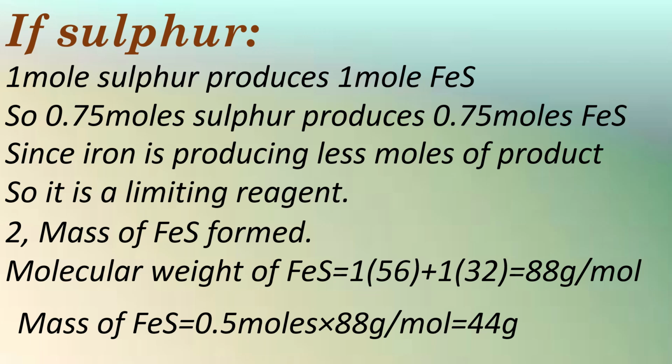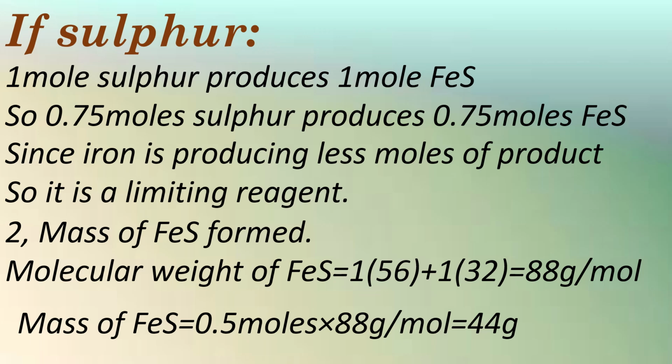Because iron is producing 0.5 moles FeS and sulfur is producing 0.75 moles FeS, iron is producing fewer moles of product, so it is the limiting reagent. So we have identified that the limiting reagent is iron because it is producing fewer moles of product, that is FeS. Now the part 2 of the question, mass of FeS formed.